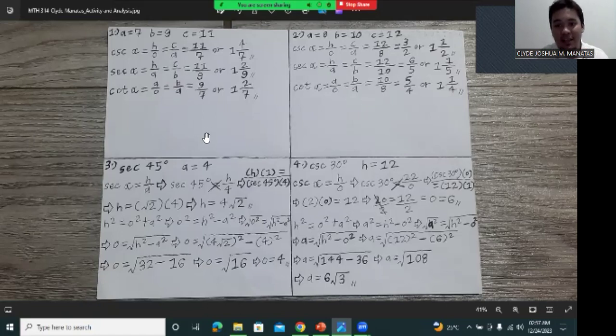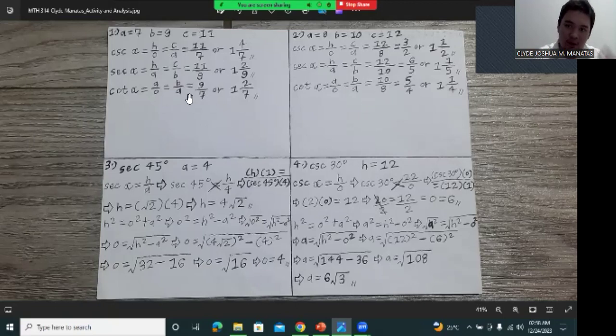Now, to find the adjacent leg, we will use the Pythagorean theorem again. Hypotenuse squared is equal to opposite squared plus adjacent squared. Since we are finding the adjacent, we derive it: adjacent squared is equal to hypotenuse squared minus opposite squared. Then we take the square root on both sides, so that adjacent squared becomes adjacent, while the other side stays under the square root.